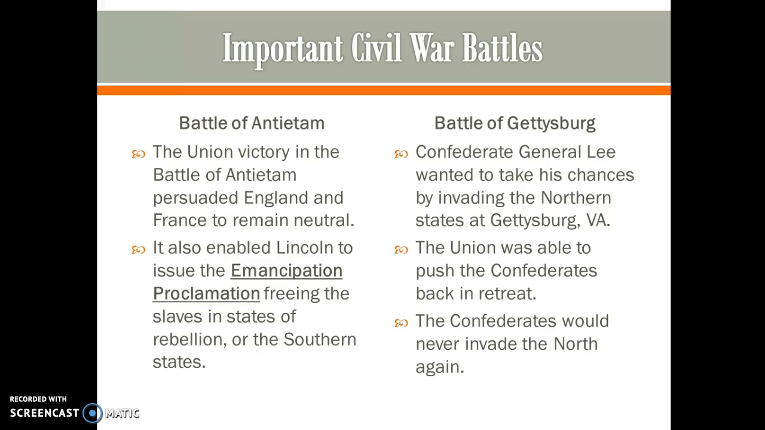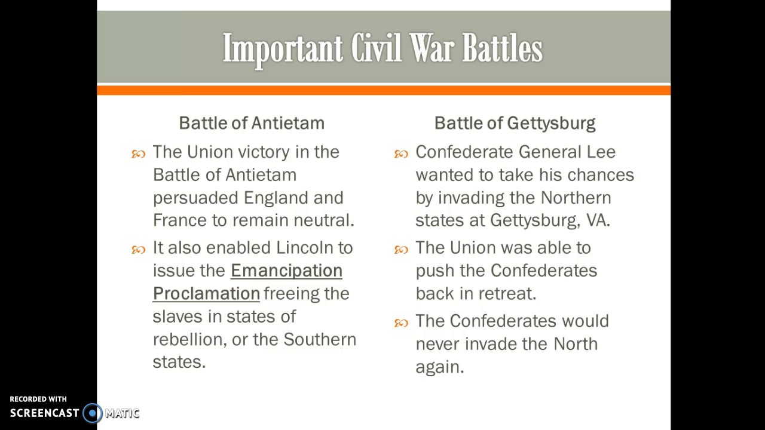The Union victory at the Battle of Antietam persuaded England and France to remain neutral in the American conflict. The English and the French had possibly been allies for the Southern states. It also enabled Lincoln to issue the Emancipation Proclamation that would free slaves in states of rebellion, or the Southern states. This was important because if those slaves were able to reach Union outposts or a Union camp during the war, they would then be considered free.